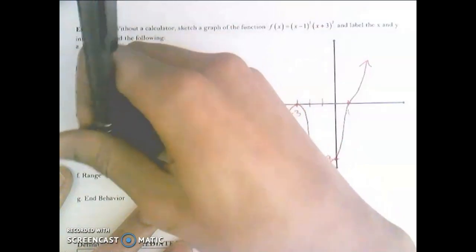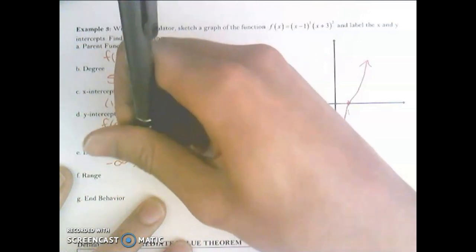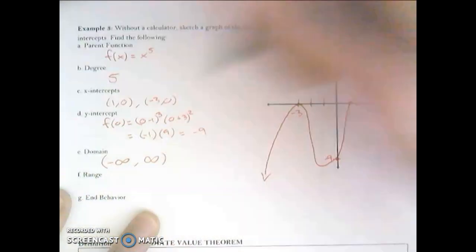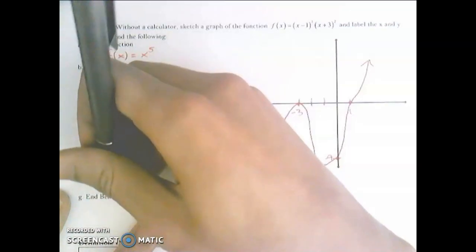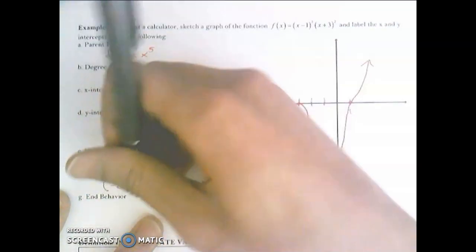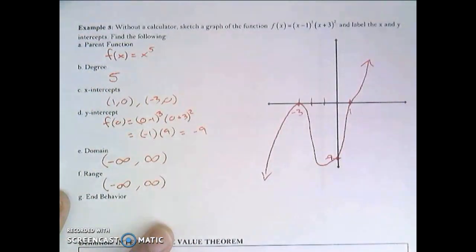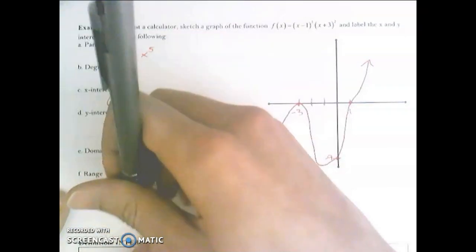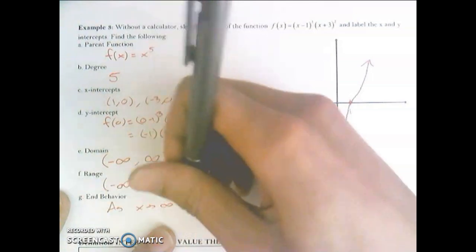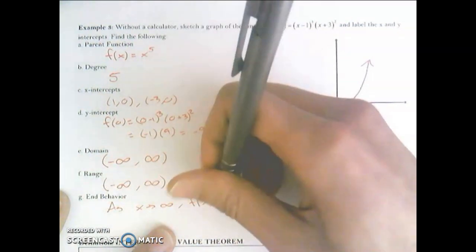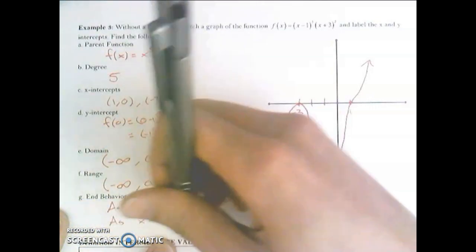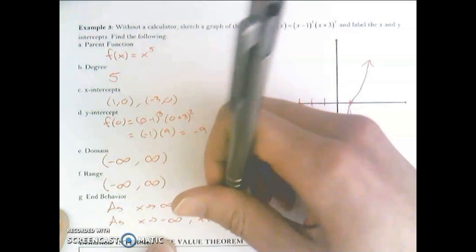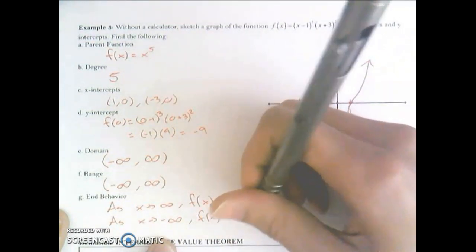The domain is all real numbers. That's true for all polynomials. The range for a quintic is also all real numbers, so from -infinity to infinity. And the end behavior: as x approaches positive infinity, our function f of x approaches positive infinity. As x approaches negative infinity, our function f of x approaches negative infinity.